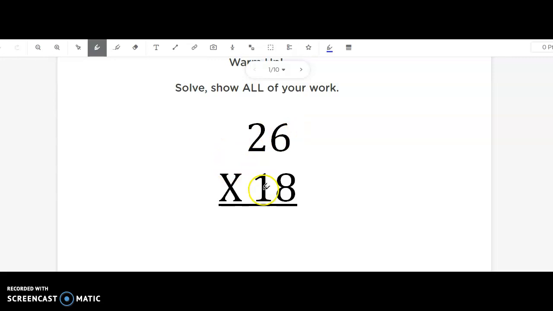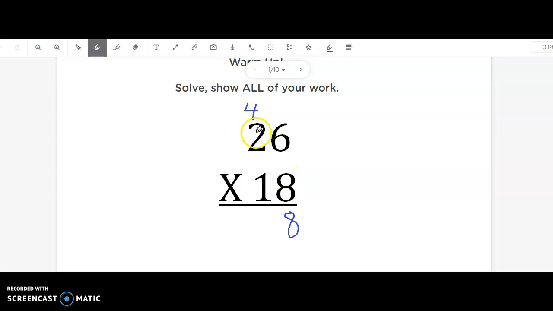We've got 20 and 18. I'm going to start in the lower ones place, okay, with my 8. And I'm going to multiply my 8 to every place value position in the top number. So 8 times 6 is 48, and I'm going to carry my 4.